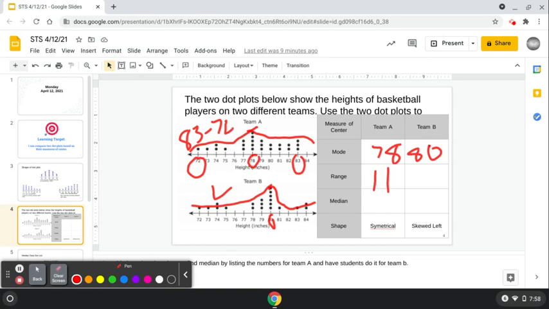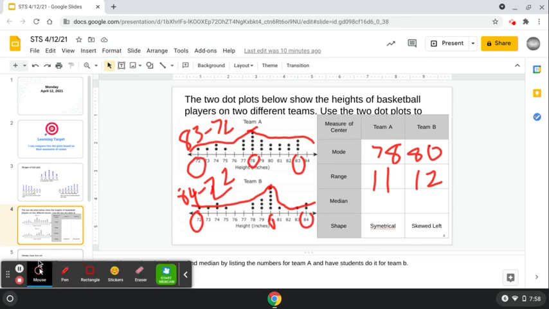The same thing for team B. My minimum is 72. My maximum is 84. So I'm going to say 84 minus 72, and that gives me a range of 12. All right, so median. Let's go look at the median. Remember, we looked at median, meaning middle, on Friday, and we talked a lot about making sure you have your own sheet of paper to do this with, because we want you to actually list out all the numbers. So what that would look like is this.